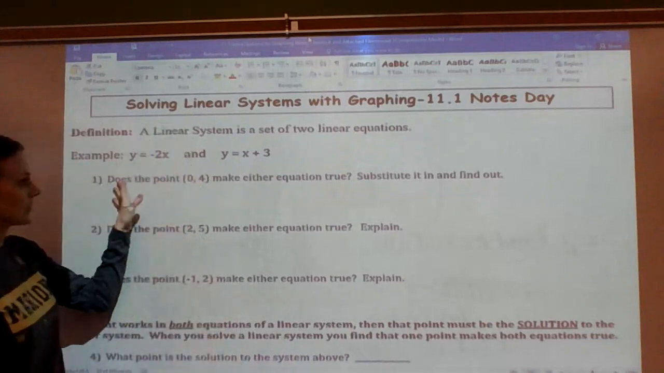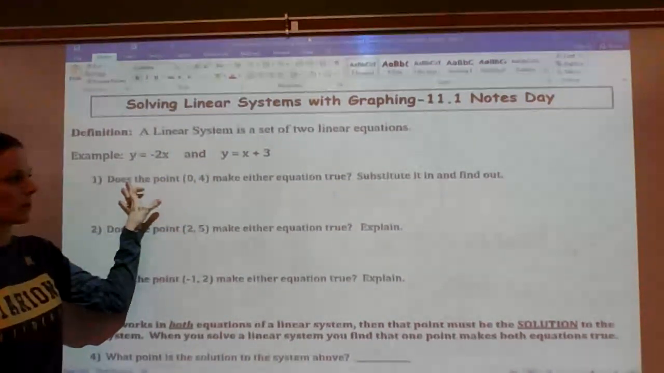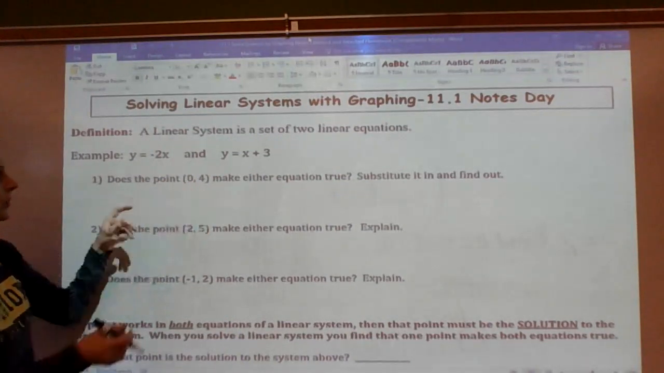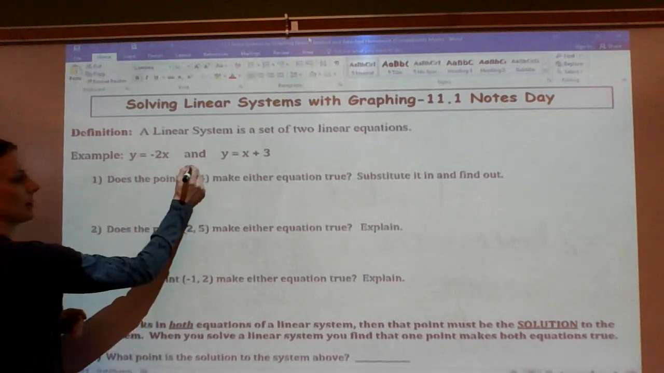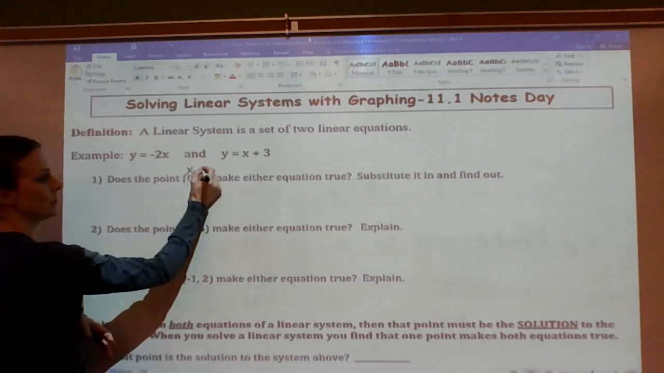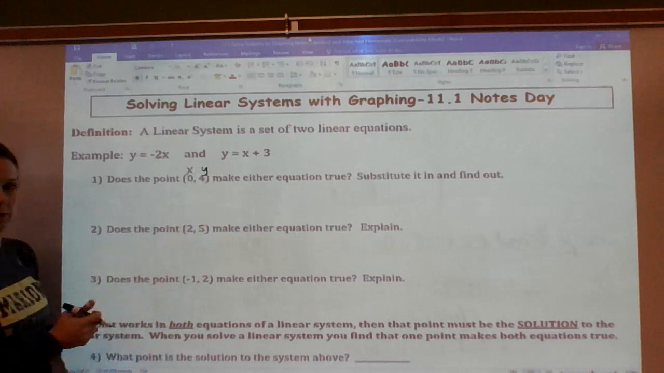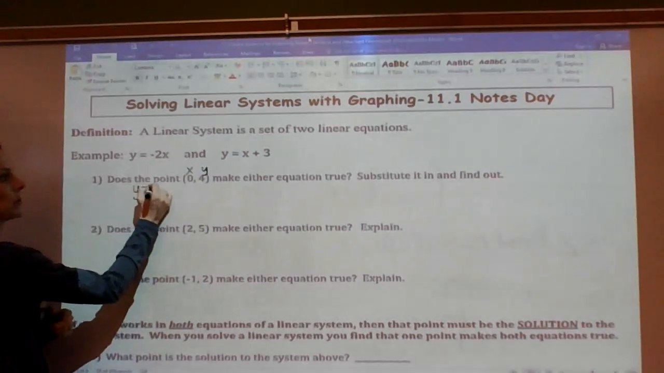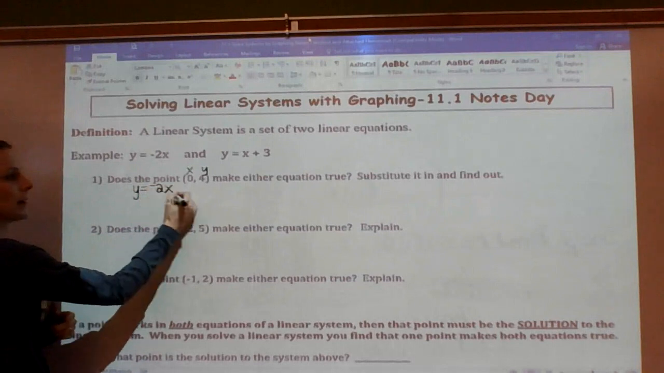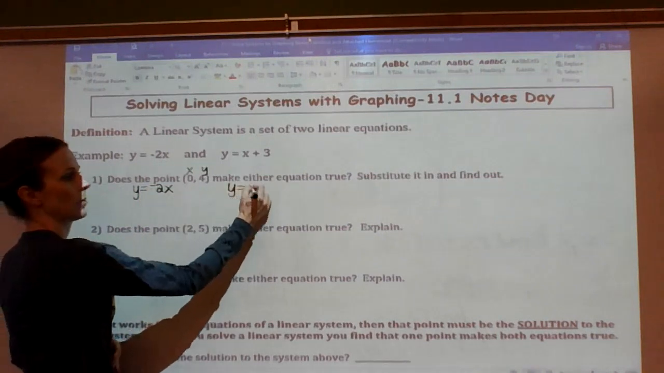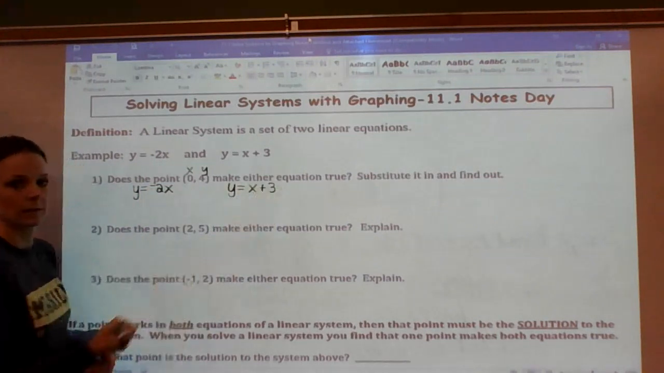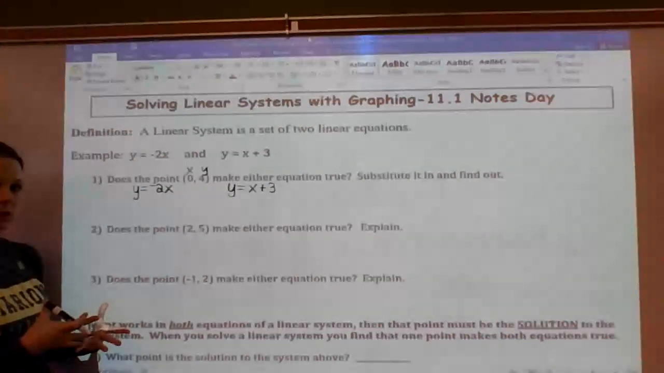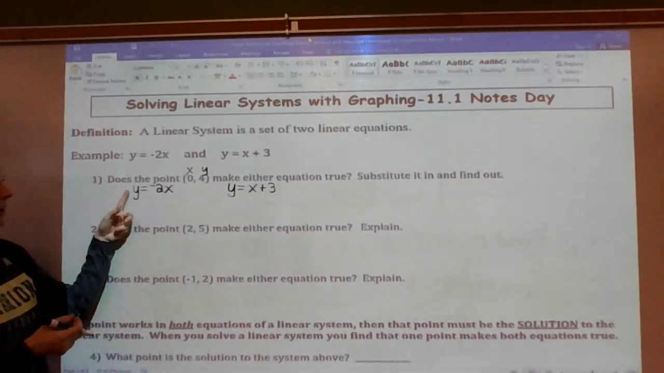So first example, it says, does the point (0, 4) make either equation true? So remember, the x is going to be your 0. The y value is going to be your 4. And so we're going to plug it into each of the two equations. So I have y equals negative 2x and y equals x plus 3. Okay, and now just substitute in your y and your x value.